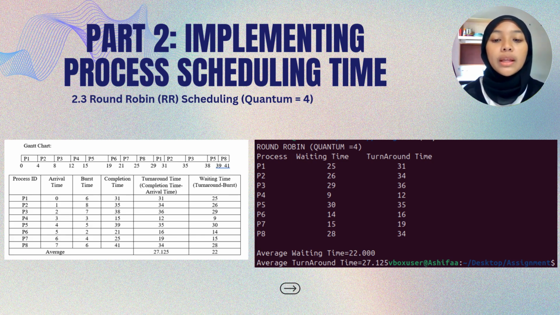From the output, waiting time and turnaround time are calculated after all processes complete. This algorithm improves fairness because all processes get a chance to execute. It is commonly used in time-sharing systems.